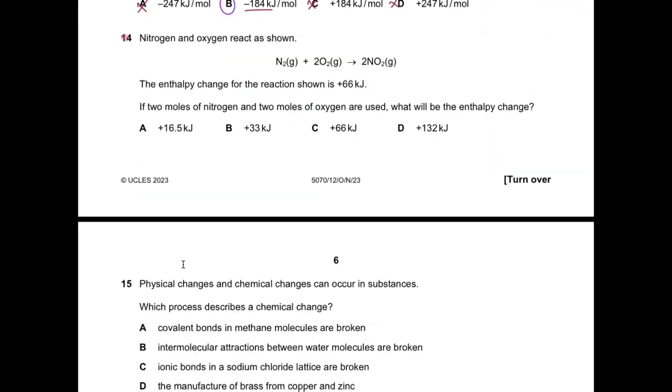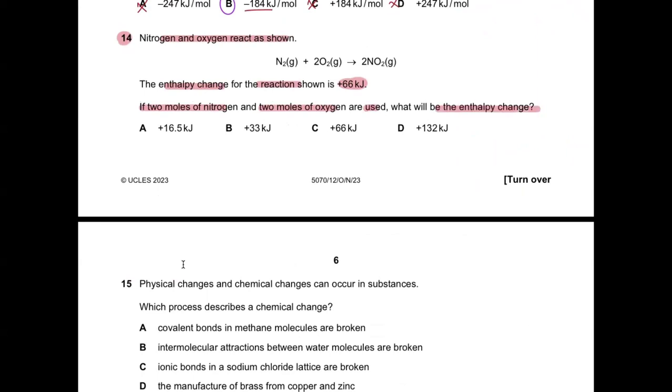Now, MCQ number 14. Nitrogen and oxygen react as shown. The enthalpy change for the reaction is positive 66 kilojoules. If 2 moles of nitrogen and 2 moles of oxygen are used, what will be the enthalpy change? Yes, who will give me the answer?